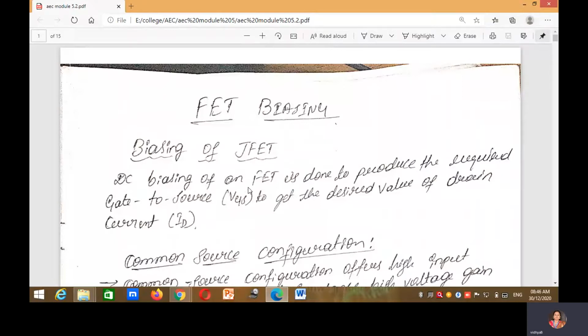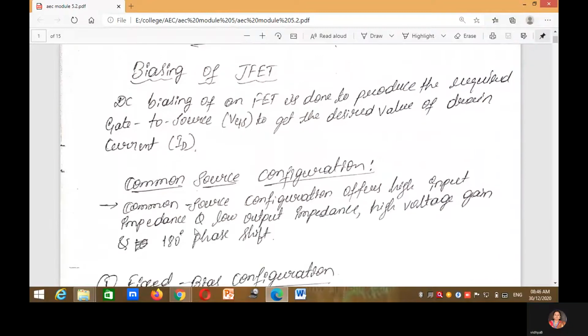DC biasing of an FET is done to produce the required gate to source voltage to get the desired value of drain current. Why do we apply DC biasing? To produce the required gate to source voltage and to get the desired value of drain current.